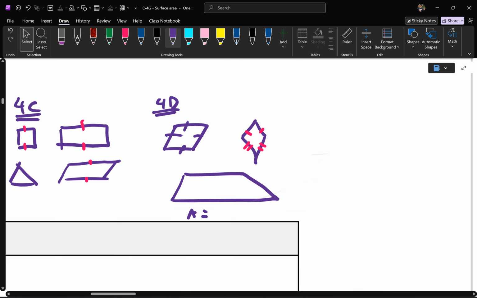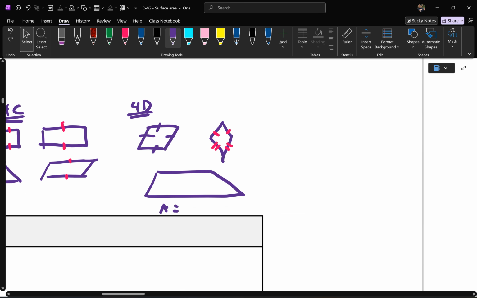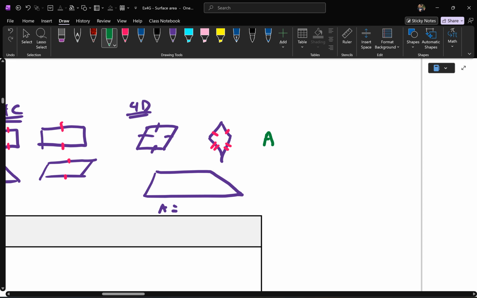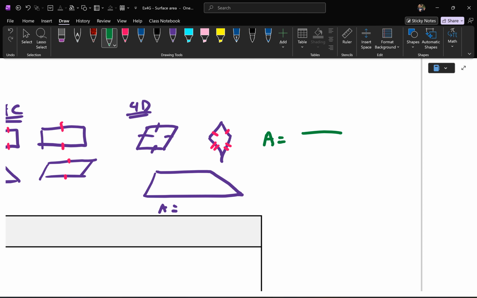Let's check 4D again. The nice thing about rhombus and kite is they have the same formula. What was the formula? Good. And what do P and Q stand for? Good. So diagonal 1 times diagonal 2, and then you halve it. So the diagonals in the shapes, from corner to corner, if you times these 2 diagonals and then halve it, that's the area for kites and rhombus. Trapezium. What was the formula for trapezium?